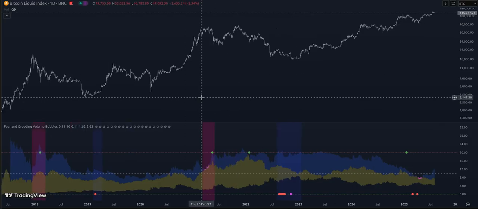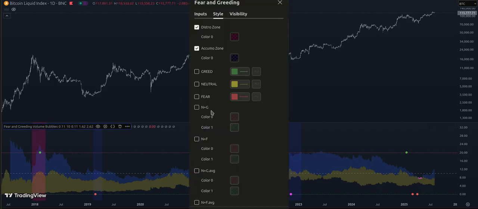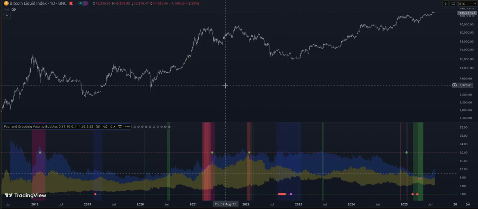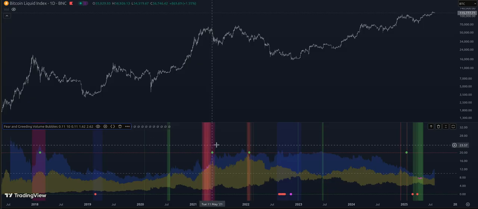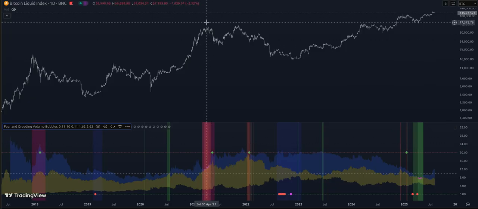So we just need to look for additional signs in those zones, and that's where the fear and greed comes in. If you can line up the zones together or nearest to each other, then you get a really good idea of this is a market top, because you've now got a distribution zone, but you've also got neutral crossing greed, so you know the market's hot. We are near a top.